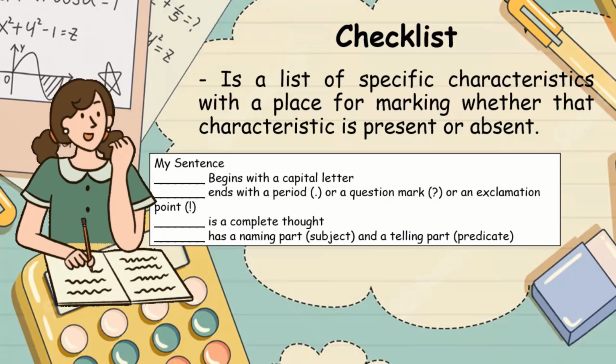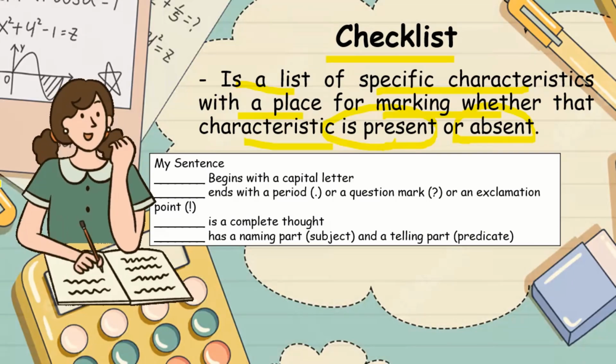So let's now first discuss the checklist. A checklist is a list of the specific characteristics with a place for marking whether that characteristic is present or absent. Checklists are used when learning outcomes are defined by the existence of an attribute.